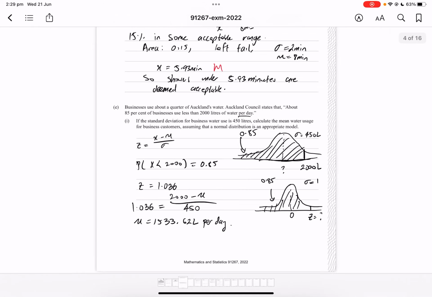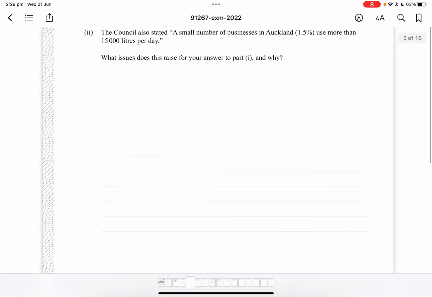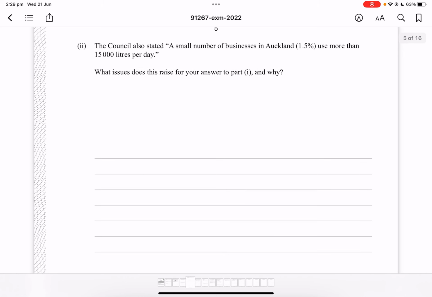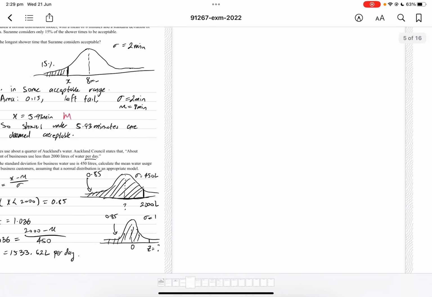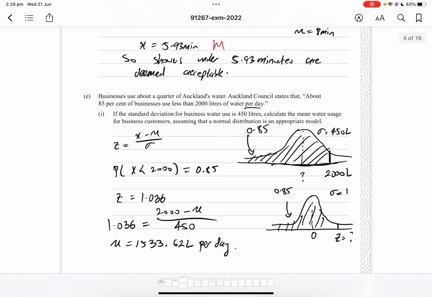And looking at part II, the council also stated that a small number of businesses in Auckland, so 1.5%, use more than 15,000 liters per day. So what issues does this raise for your answer to part I and why? Immediately, the thing I'm thinking about here is 15,000. Well, that's much bigger than this mean of around 1,500 liters per day. That's almost 10 times bigger.